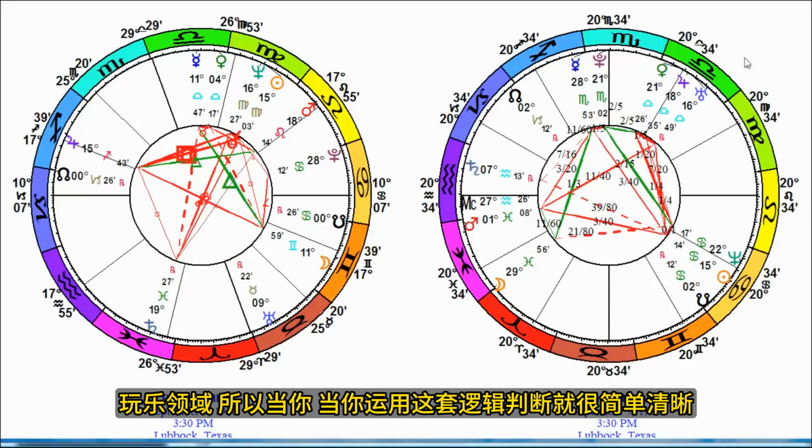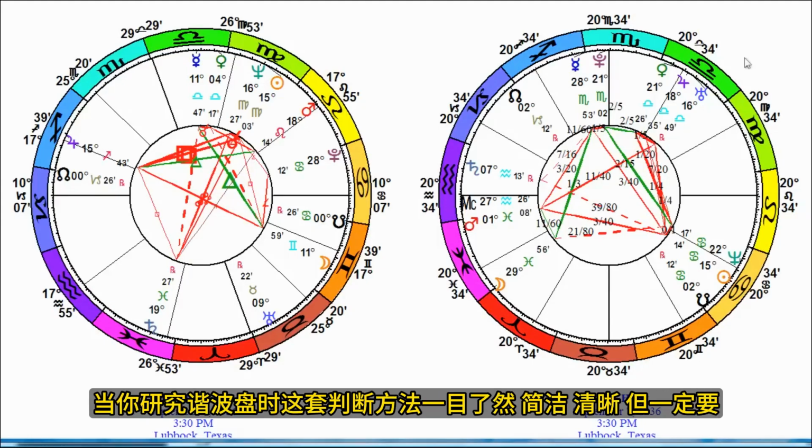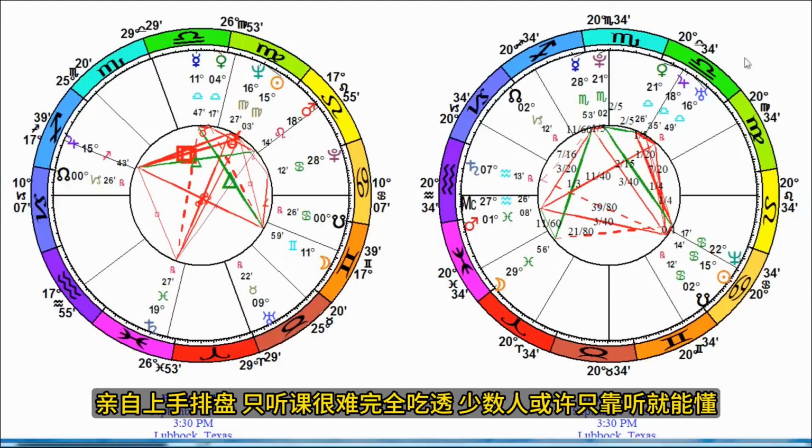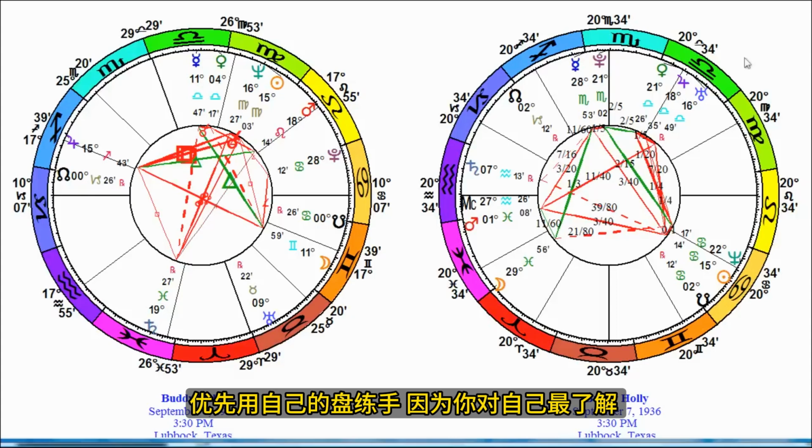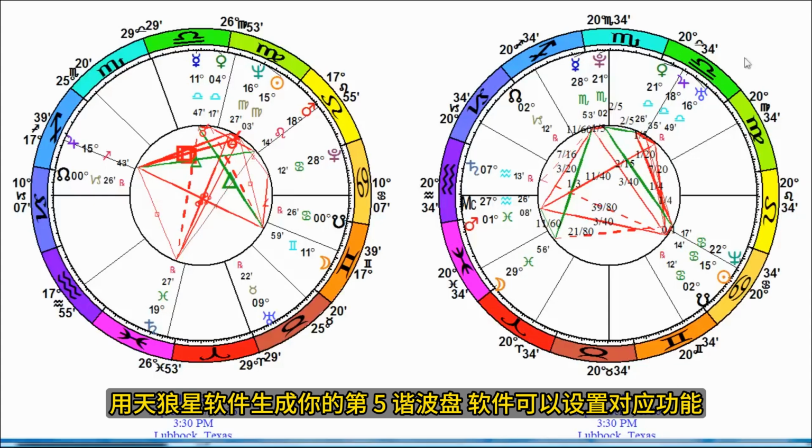So, as you apply these ideas, as you work with harmonic charts, this is going to become very obvious, very simple, and very clear. You have to do charts. If it still sounds a little confusing, I don't think you're going to get it clear just by listening. A few people can do that, but you just do charts. Do your 5th harmonic chart, especially your own chart, because you'll know your chart very well. Create your 5th harmonic chart in your software.